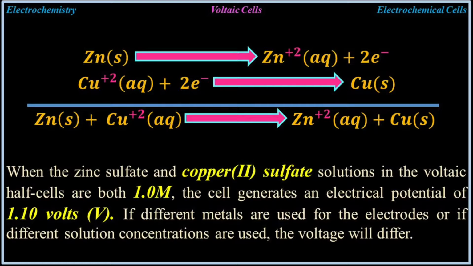When the zinc sulfate and copper 2 sulfate solutions in the voltaic half cells are both 1 molar, the cell generates an electric potential of 1.1 volts. If different metals are used for the electrodes, or if different solution concentrations are used, the voltage will differ.